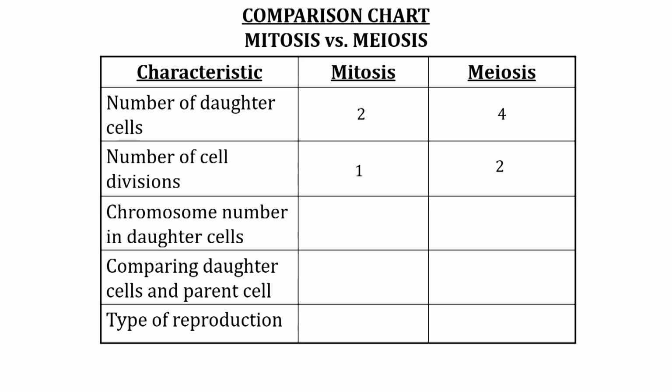How many chromosomes are in the daughter cells? In mitosis, how many chromosomes do you have? You're going to have the same as the parent. So in humans, if the parent cell has 23 pairs of chromosomes, in mitosis the daughter cells will have 23 pairs of chromosomes. How about in meiosis? In meiosis it's a little bit different. You have 1/2 of the parent cell's. So in meiosis, if you're starting with 23 pairs, you're going to end with just 23, right? Because you're going to have half.